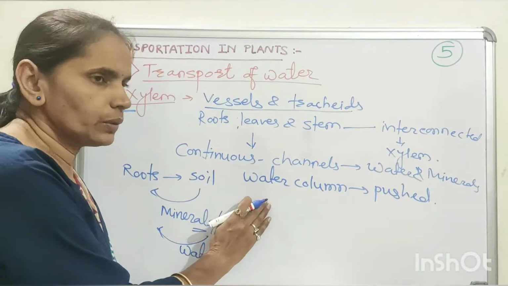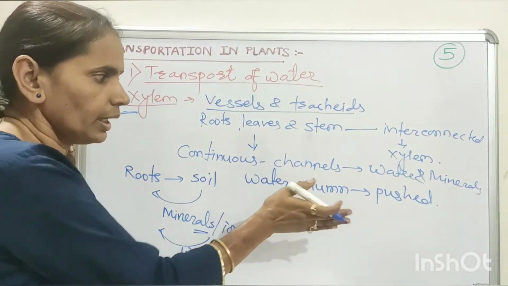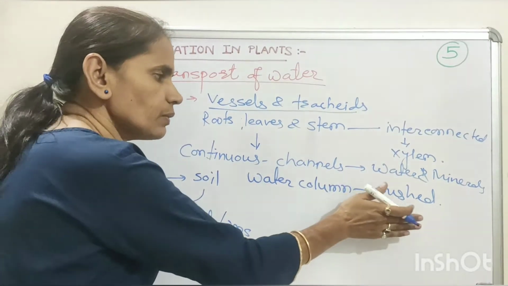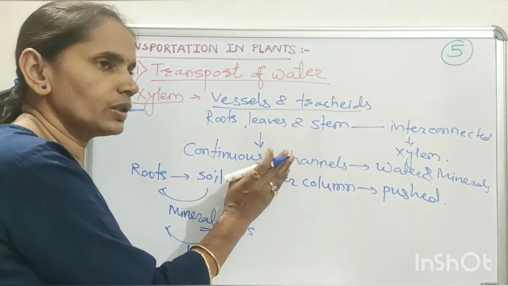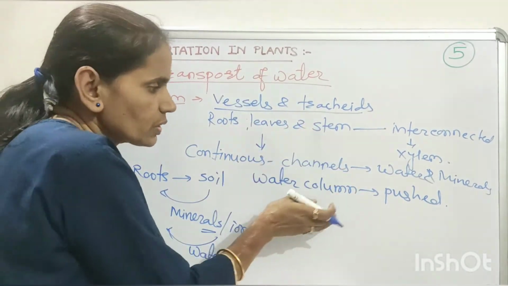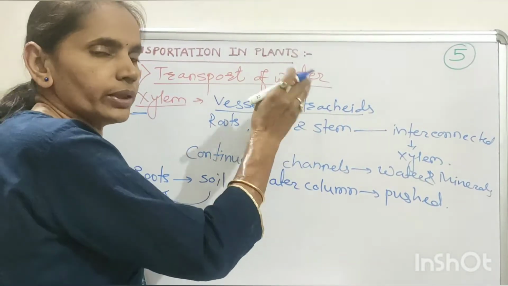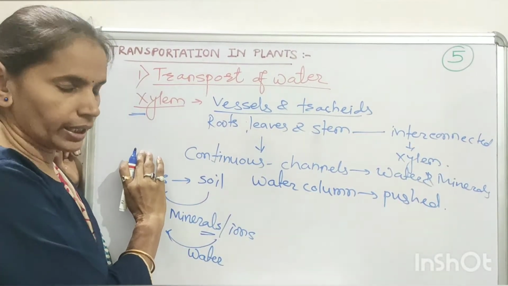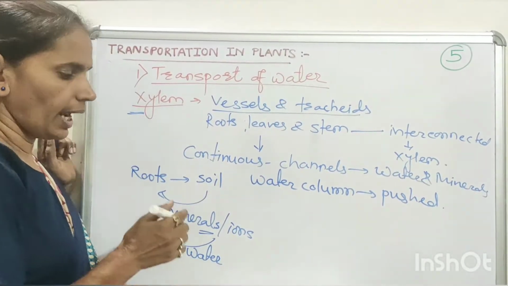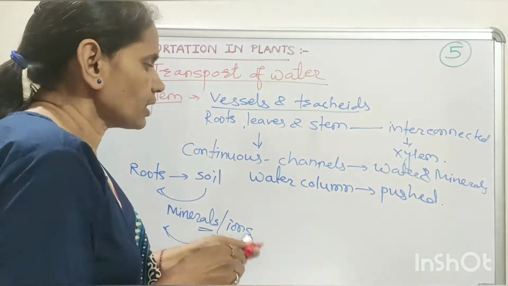Again, coming to the height of the plant. Now this water column is pushed up, but whatever the pressure that is exerted, it is not sufficient to reach this water column to the tip of the plant. So again, an additional strategy is required along with this diffusion, and this strategy is the transpiration.